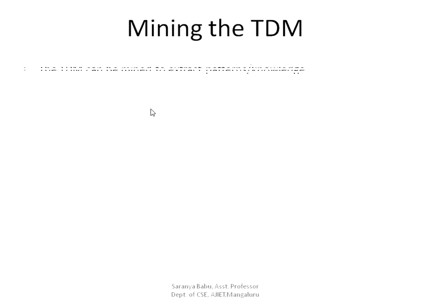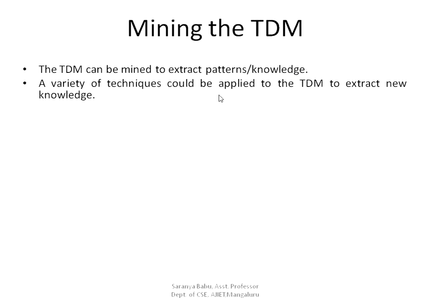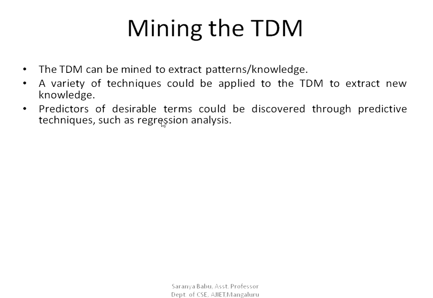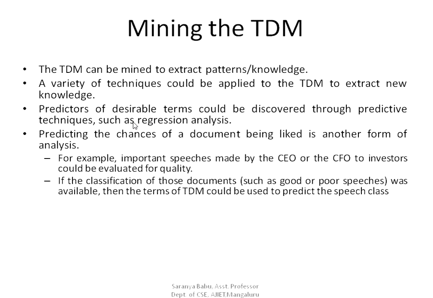Now coming to mining the text, the term document matrix. How are we going to mine the term document matrix? This can be mined to extract patterns and knowledge, as we know. A variety of techniques could be applied to the TDM to extract new knowledge out of it. Predictors of desirable terms could be discovered through predictive techniques such as regression analysis and all, which we have seen previously. Predicting the chances of a document being liked is another form of analysis.